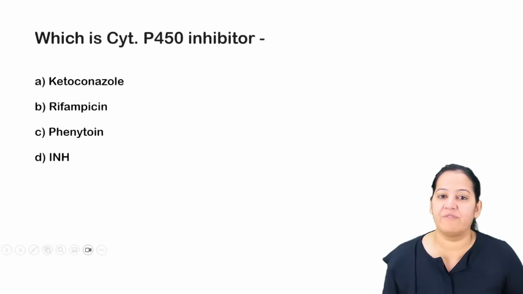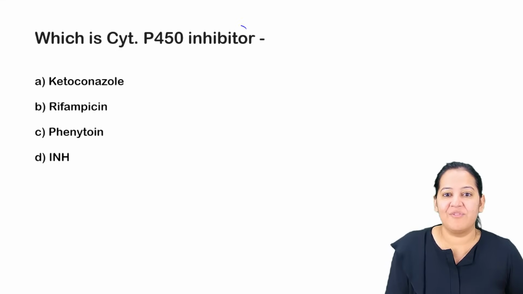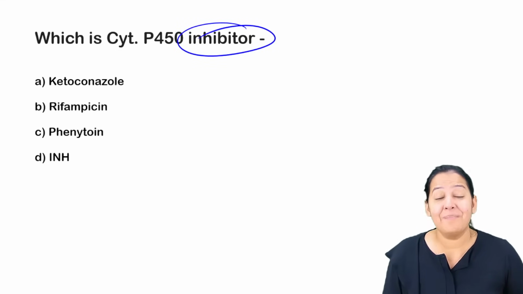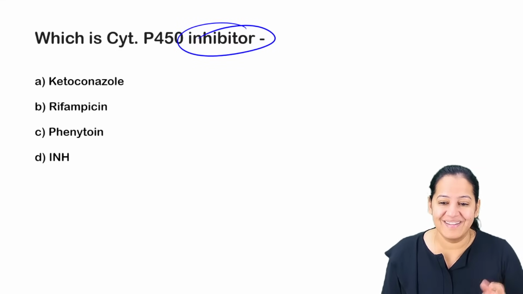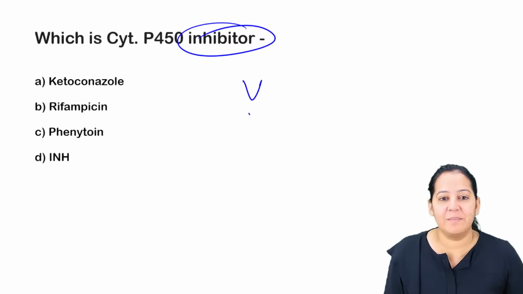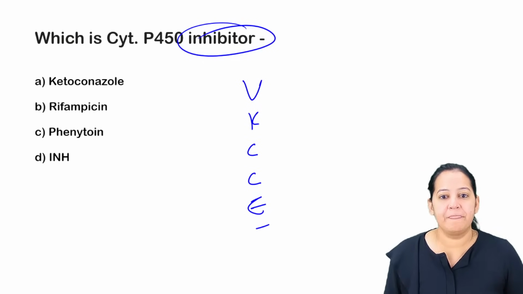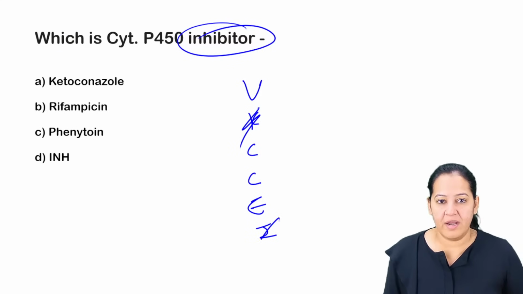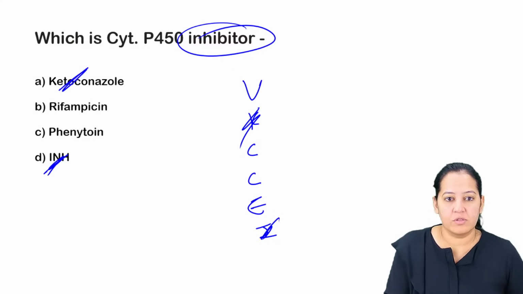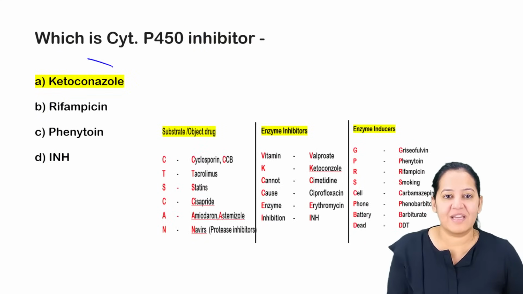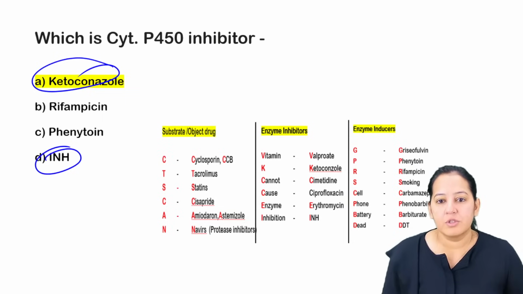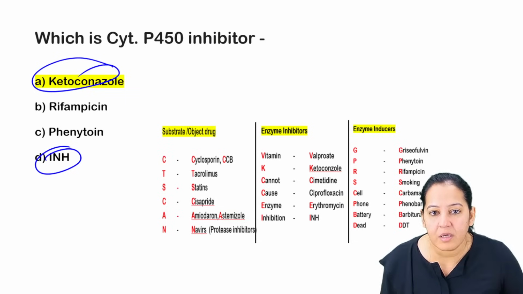You get many confusing questions over here. The next question, which of the following is the inhibitor? What is the mnemonic for the inhibitor? Vitamin K cannot cause enzyme inhibition. So what is coming here? I guess two are options. Ketoconazole and isoniazid both are coming. By mistake, I have marked one. Answer should be both. You can see ketoconazole is also coming here and isoniazid is also coming here.